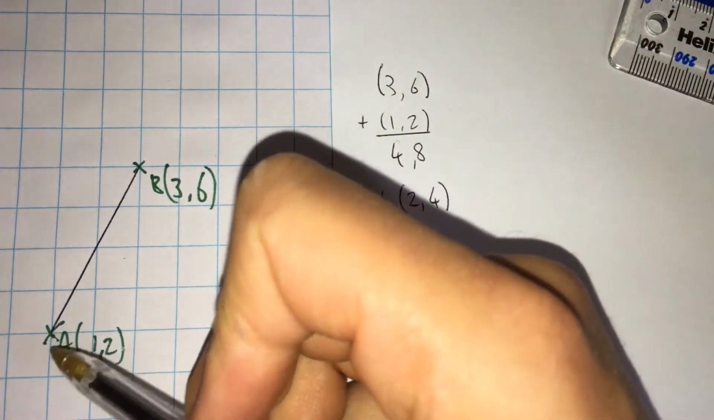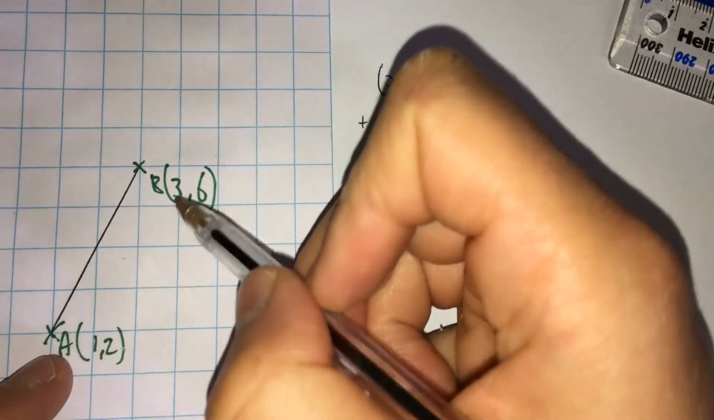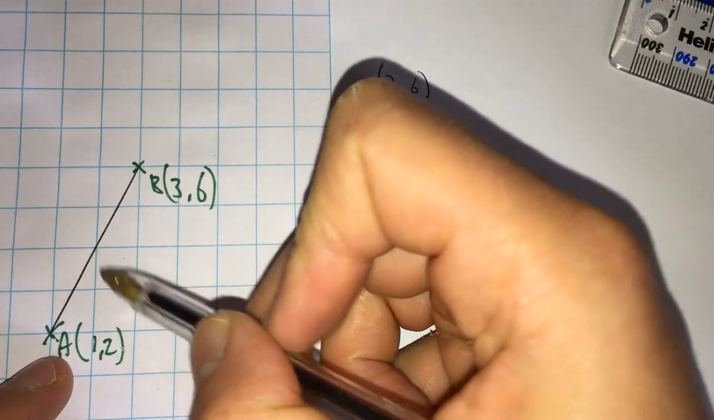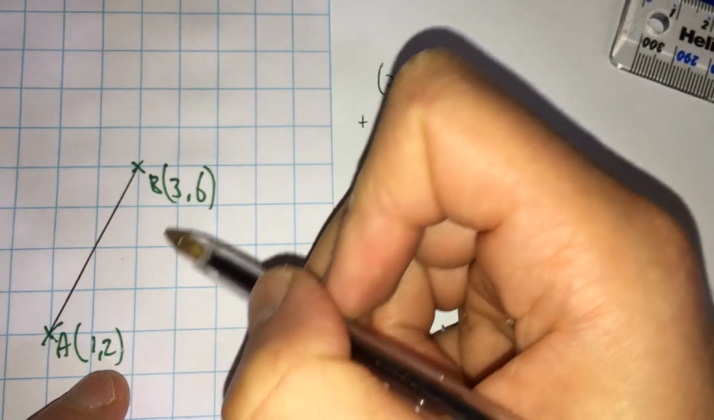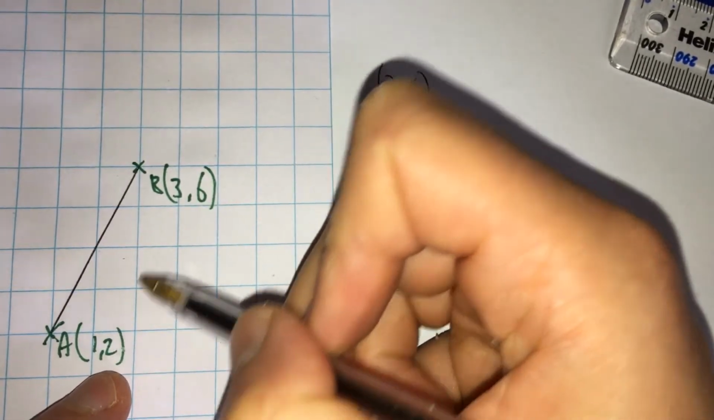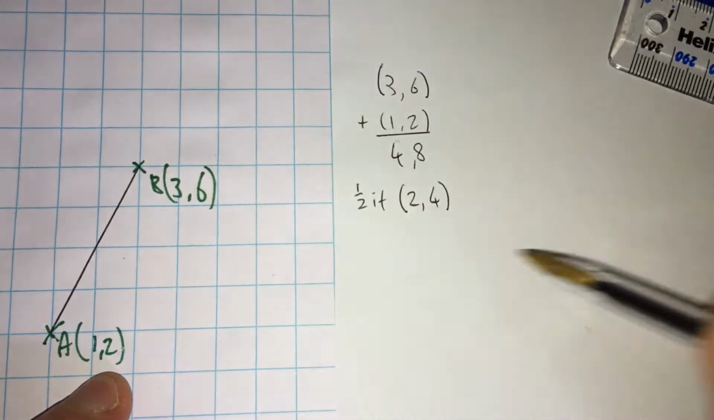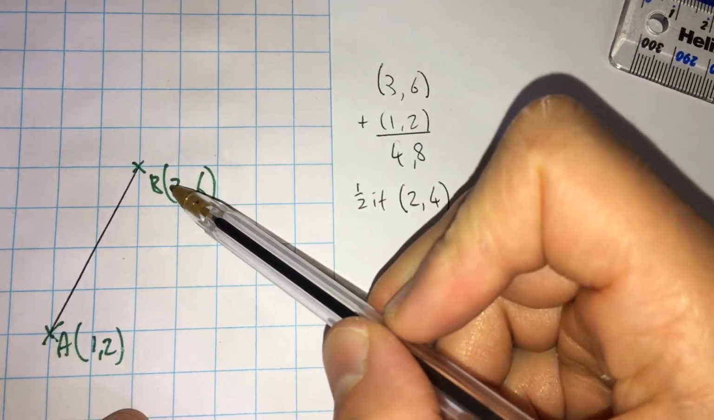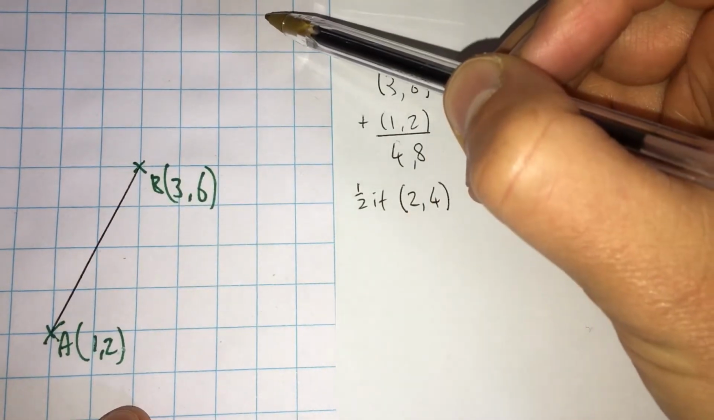Does that agree with what we got here? So we're 1 here and we're 3 there. Halfway between 1 and 3 is 2. And we're 2 here for the y ordinate and 6 there. And halfway between 2 and 6 is 4. I'm happy with that.